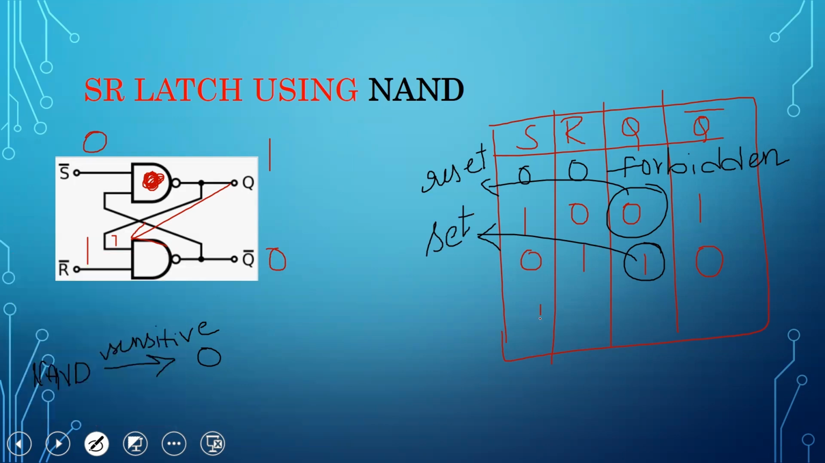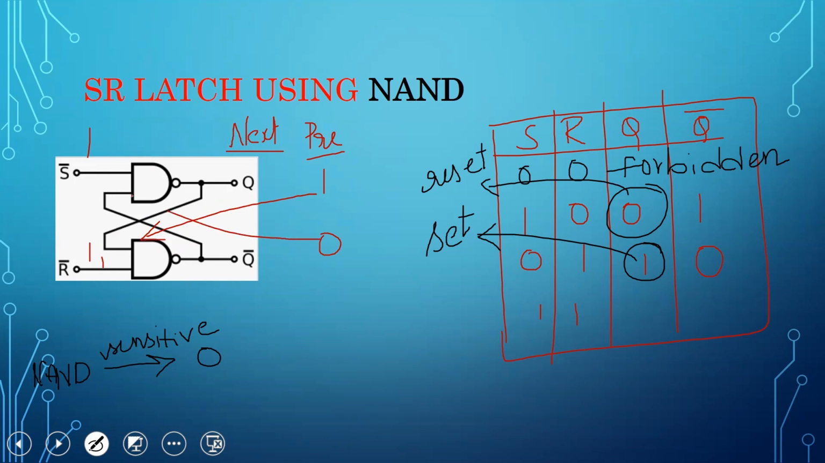Now the last condition is S is 1 and R is 1. Now we will assume the previous output values of this latch as 1 and 0, and then find the next state output values. So 1 goes here. This is just an assumption. 0 goes here, so this is sensitive to 0.